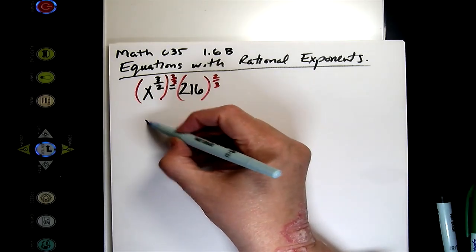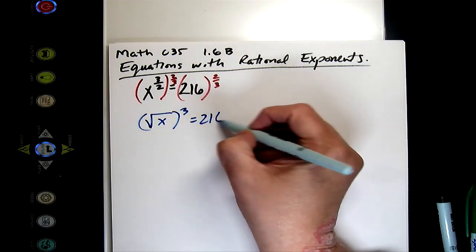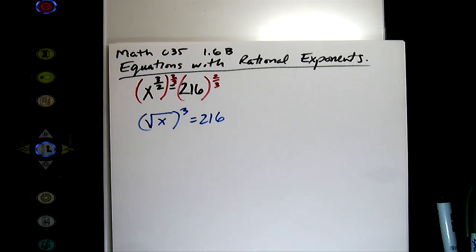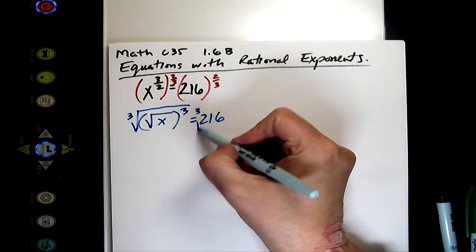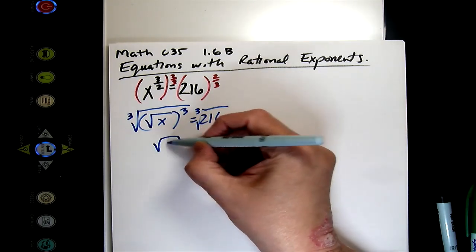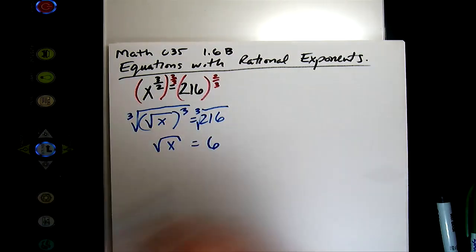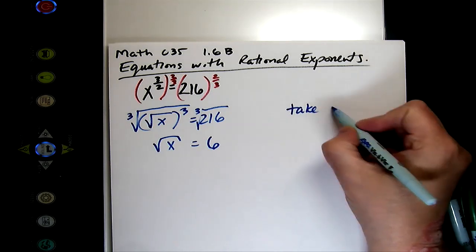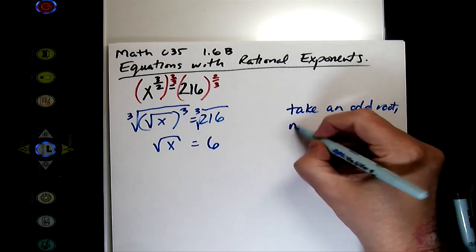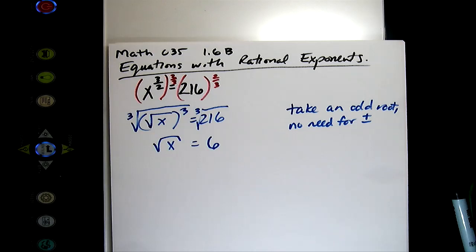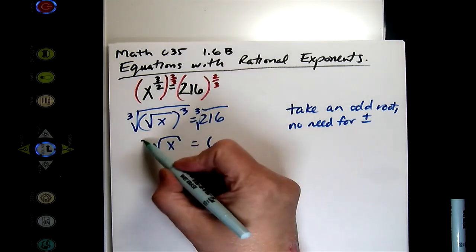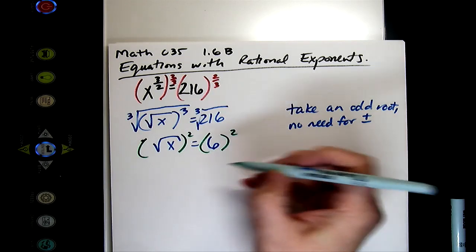This is really like the square root of x cubed equals 216. So I could start off taking the cube root of both sides, and I will get the square root of x equals 6. When you take an odd root, there's no need for plus or minus. Whatever sign it is, it stays that way. When we take an even root, now we've got to square both sides, and we get x equals 36.